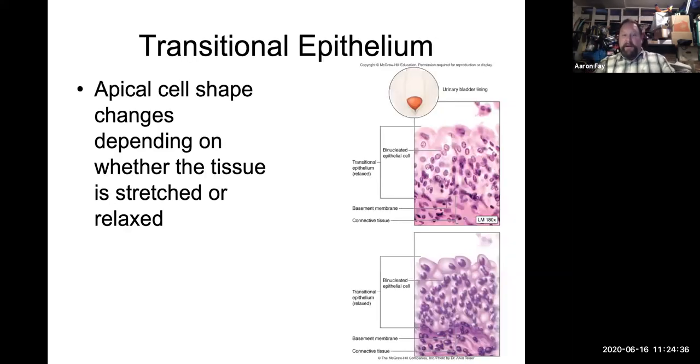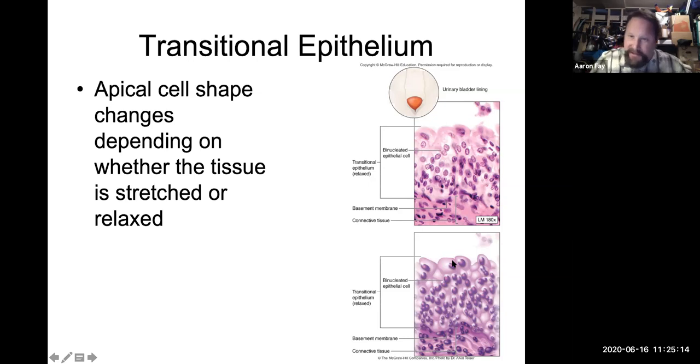Now, the last one we have here is called transitional epithelium, and transitional epithelium is found in the urinary bladder and in the ureters. What characterizes transitional epithelium is that the cells of the apical surface, the cells at the top, have many different shapes. All the other epithelium that we looked at, all the cells of the top surface all had the same shape. They were all cubes, they were all columns, they were all pancakes.